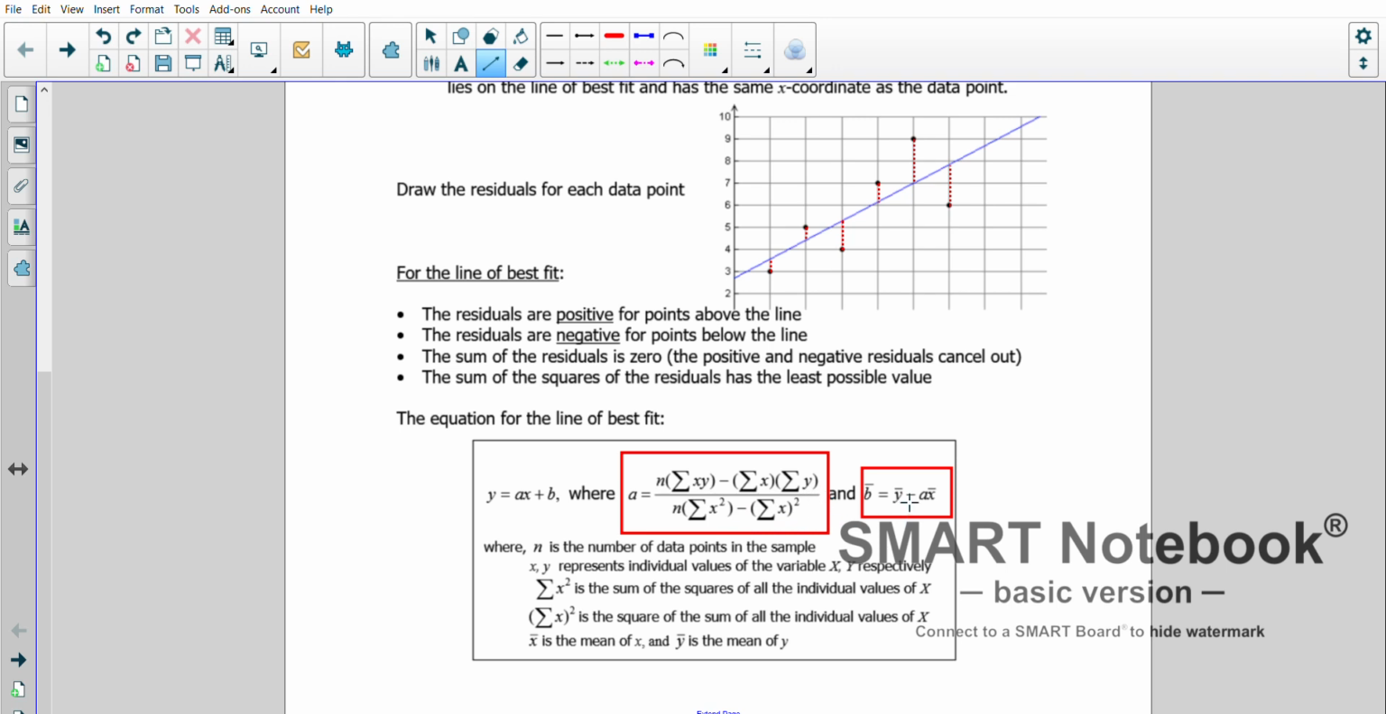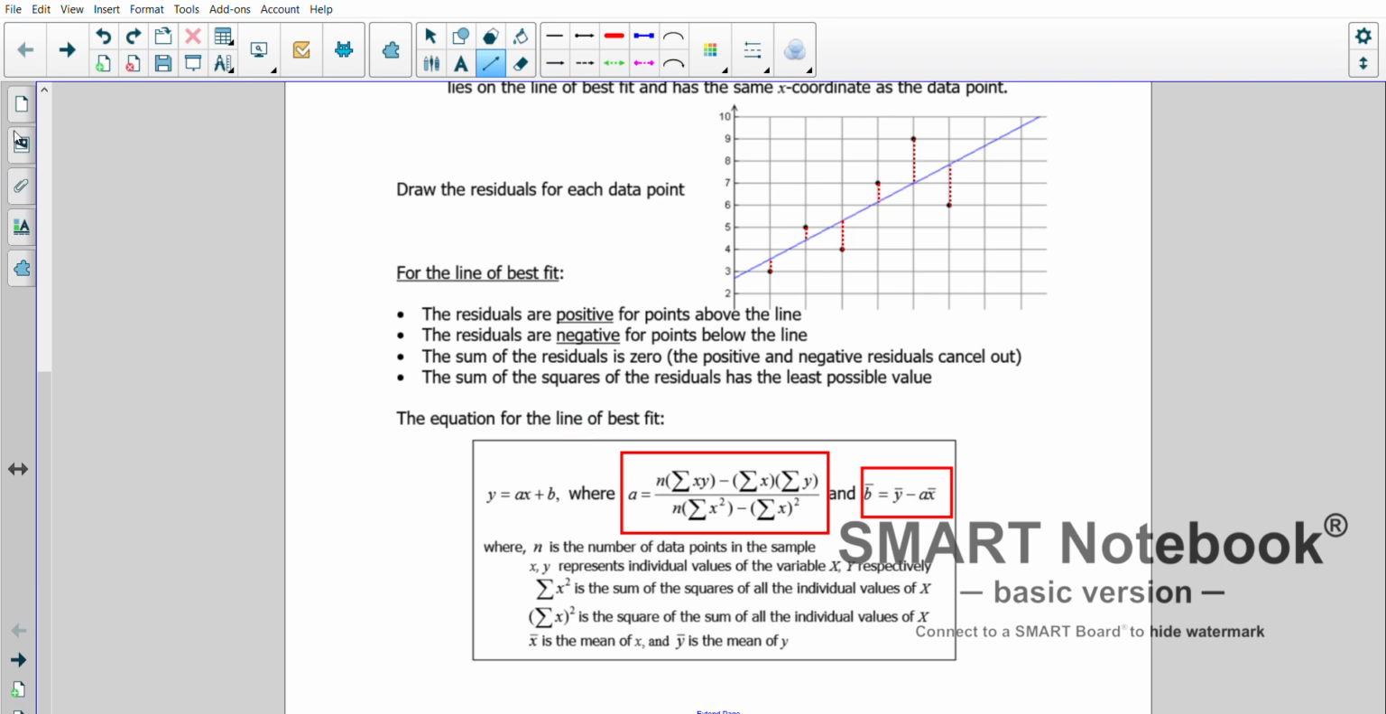You basically rearrange this y = mx + b formula, and we're going to put in a value of a, which we just found, or in grade 9 you found m, and then x and y. And in grade 9 you used a point. Well, we don't have a point on our line, so we're going to use the average of x and the average of y, the mean x and mean y value. Sub those in, and we'll get the y-intercept of the line of best fit.